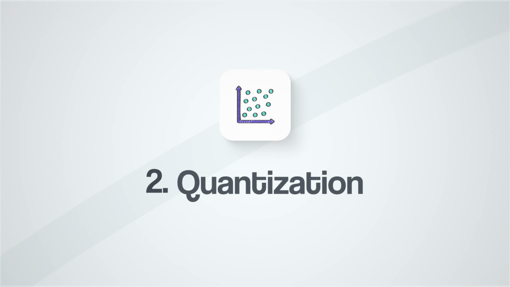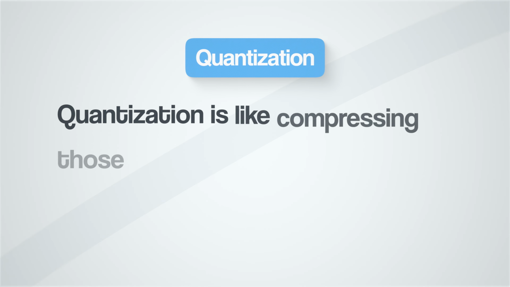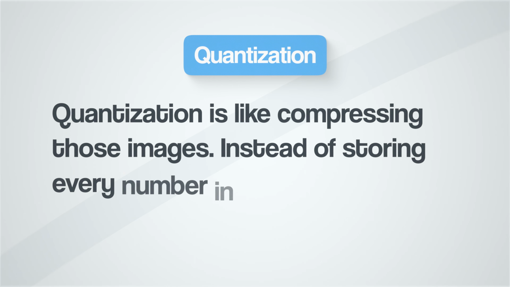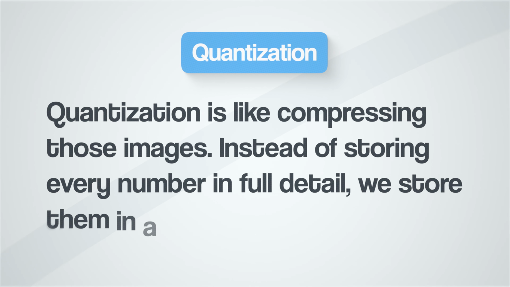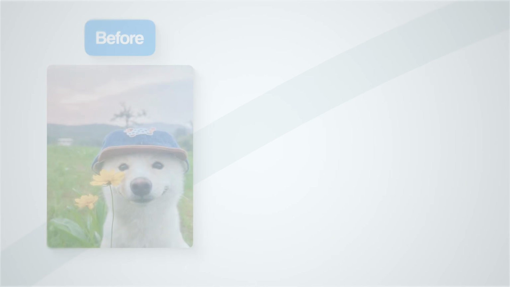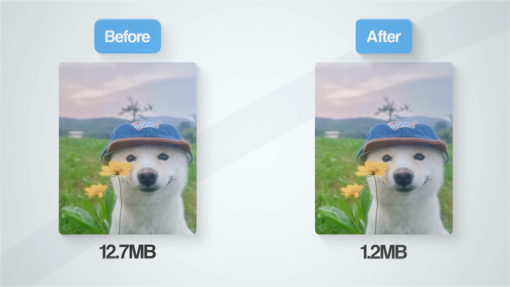Number two is quantization. So AI models are made up of billions of little numbers called weights, as we just discussed. Each weight is stored with maximum detail or at full precision, like a high-resolution photo. Sharp, but very large. Quantization is like compressing those images. Instead of storing every number in full detail, we store them in a smaller format. The picture looks almost the same, but the file size drops dramatically.